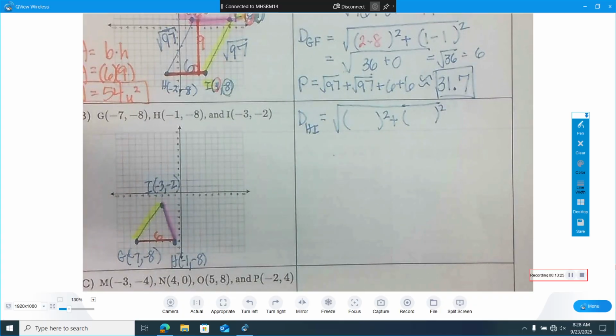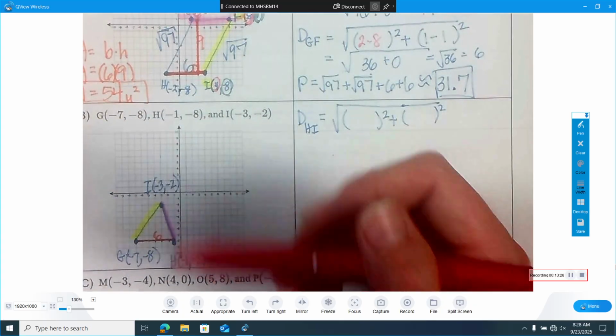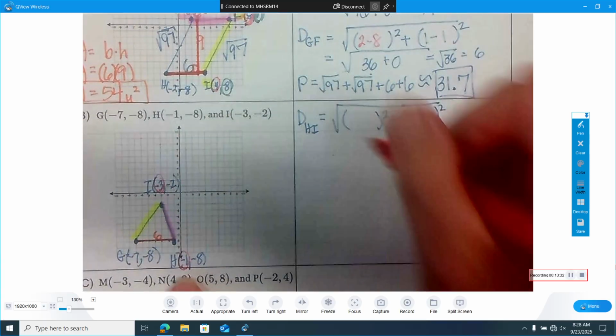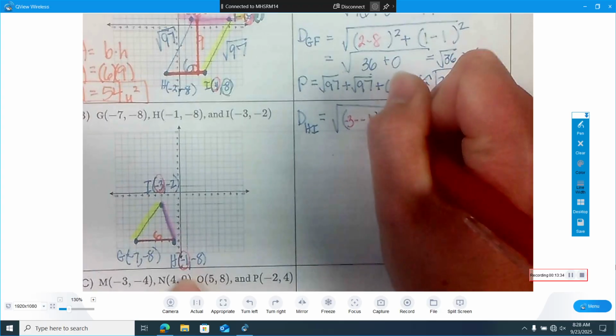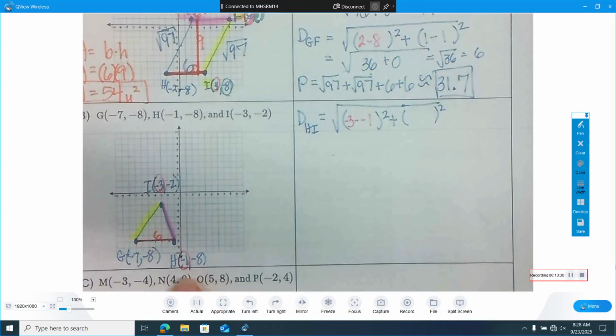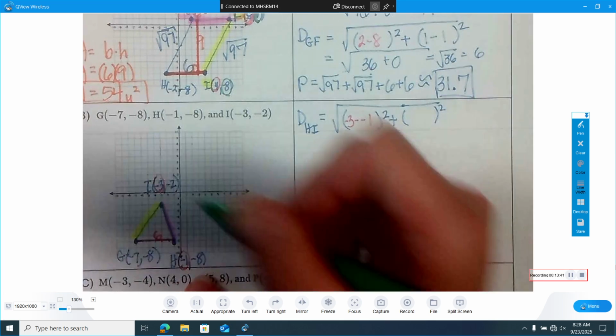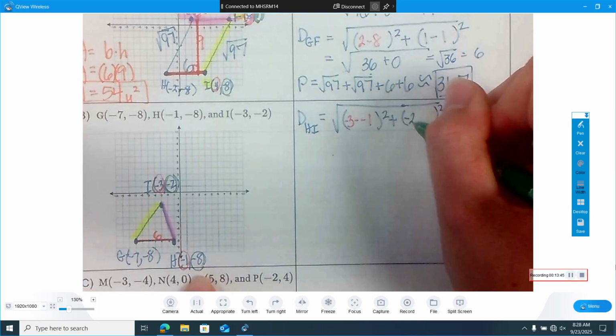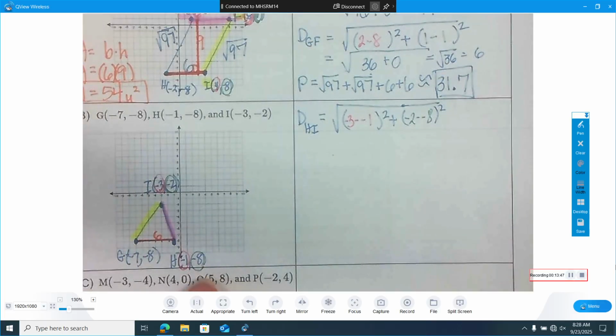All right. We need to subtract our x values. So my x's are -3 and -1. So I'm going to do -3 minus a -1. And I need to then subtract my y values. So my y's, -2 and a -8. -2 minus a -8.